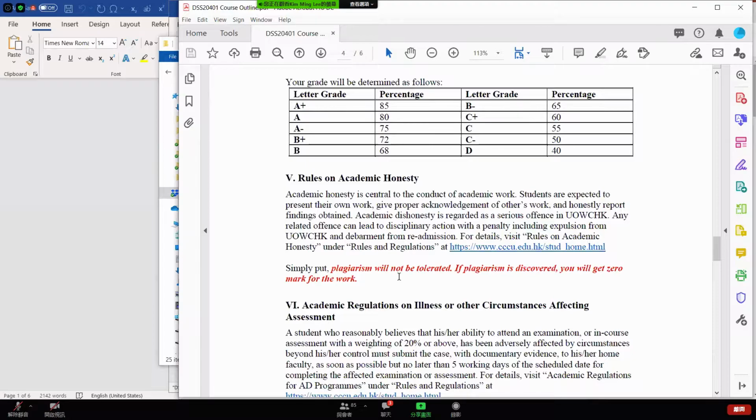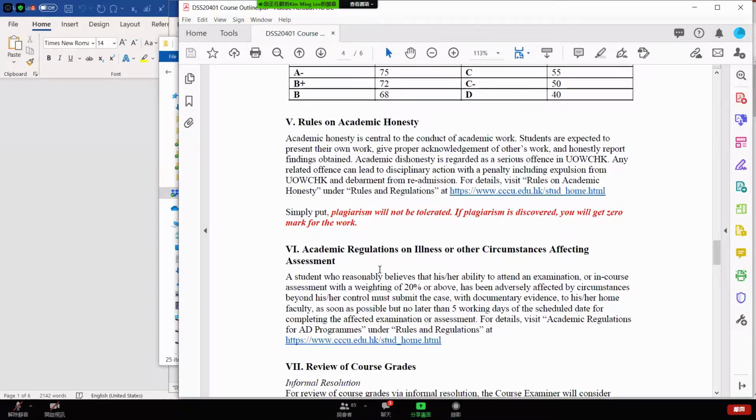You need to submit all your written work through Moodle, and you also need to submit a soft copy to your tutor as well, to make sure the work reaches your tutor.